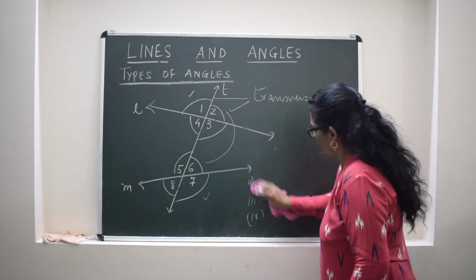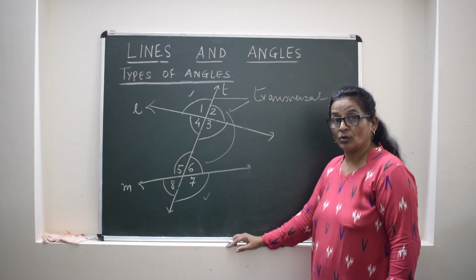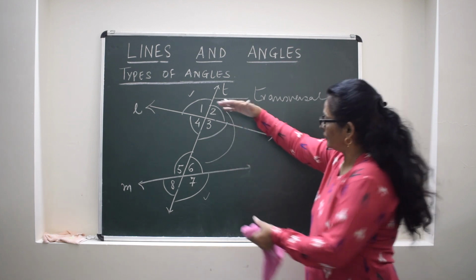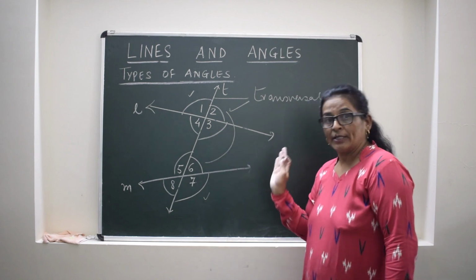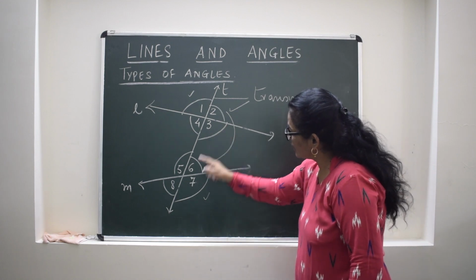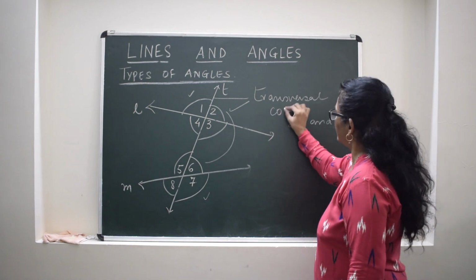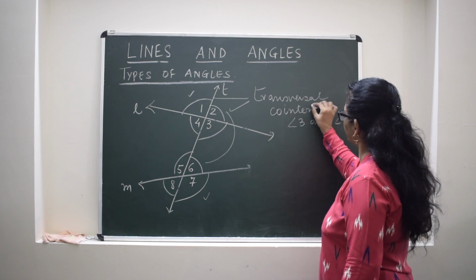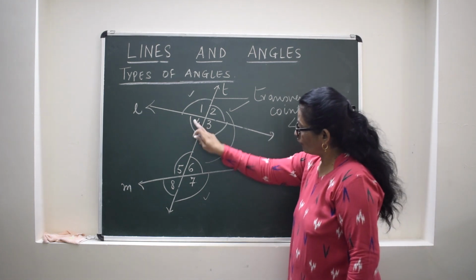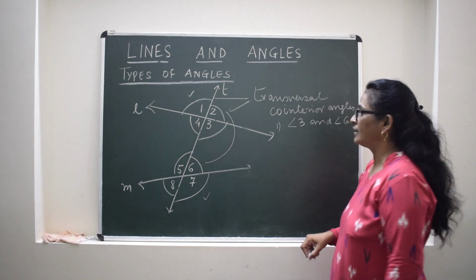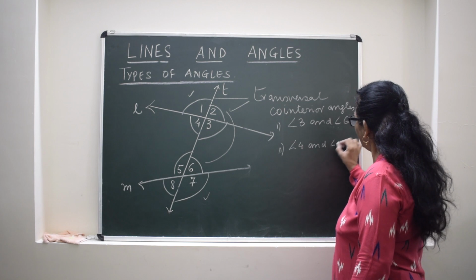And the last type is co-interior angles or consecutive interior angles. Co-interior angles are inside, means out of these four, but on the same side of the transversal and inside. So angle 3 and angle 6, and the name is co-interior angles. Similarly, angle 4 and angle 5. So first set is angle 3 and angle 6. Second set is angle 4 and angle 5.